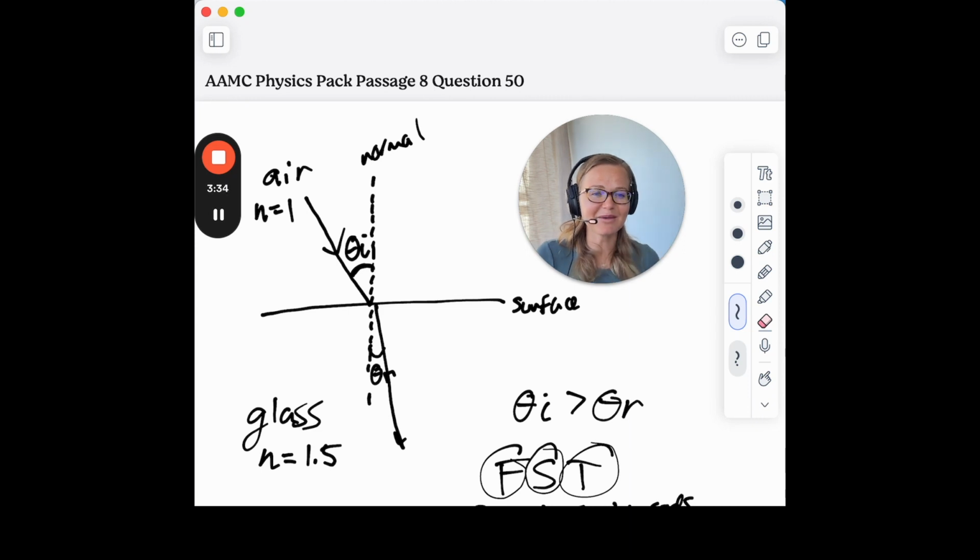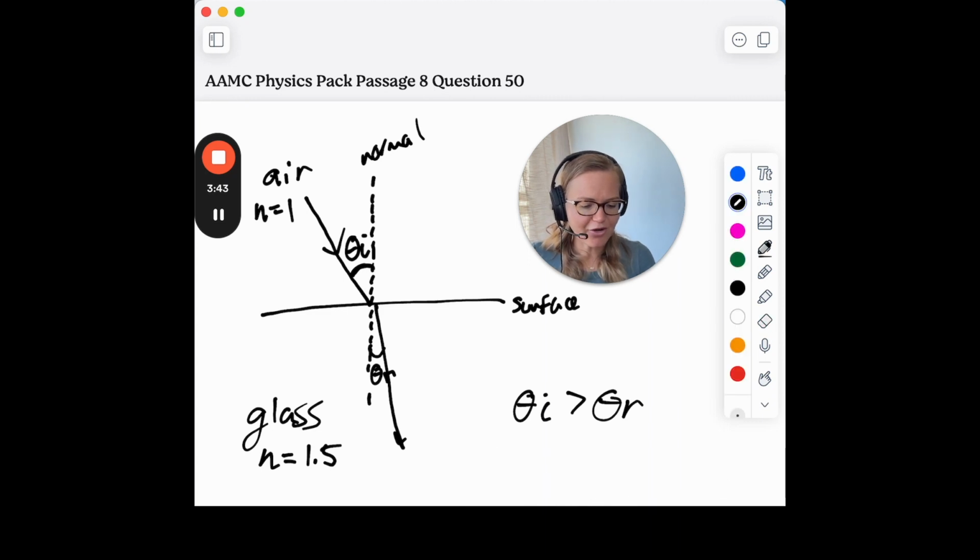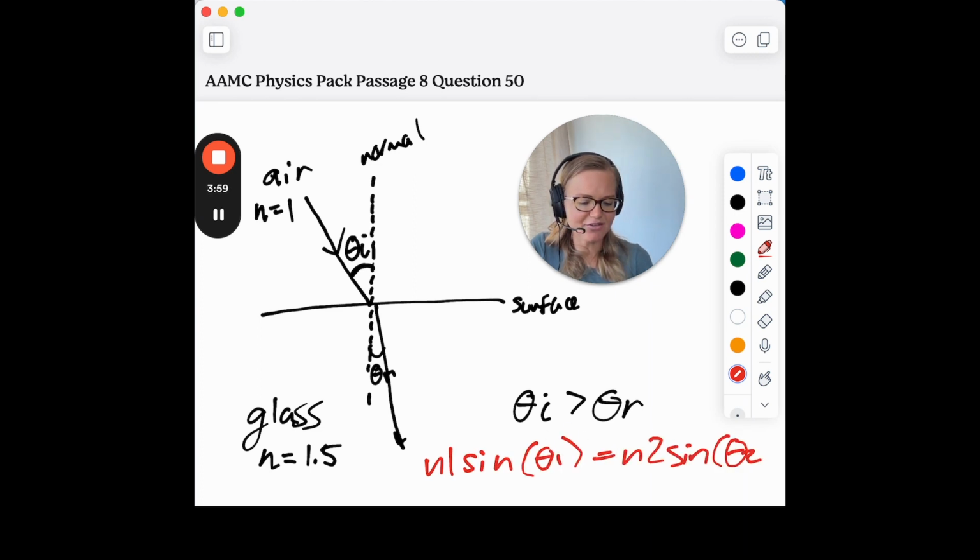Okay, so that's the concept behind Snell's law, but clearly our answer choices are telling us that they want some sort of equation. So in terms of an equation, our actual equation that you should have memorized for Snell's law is going to be N1 sine of theta 1 is equal to N2 sine of theta 2. So what does this mean? Well, N1 is going to be the index of refraction of our first medium the light is traveling through. So in this case, that's going to be our index of refraction for air here.